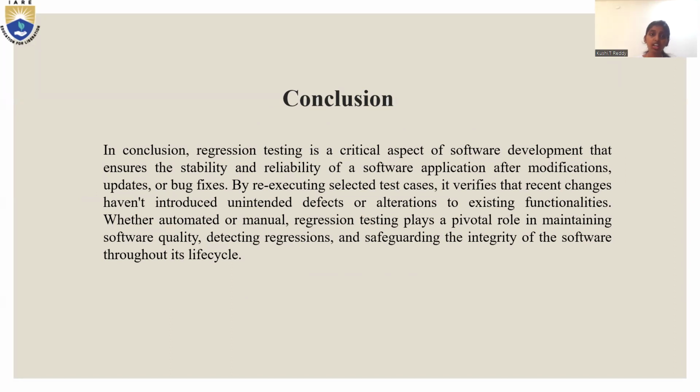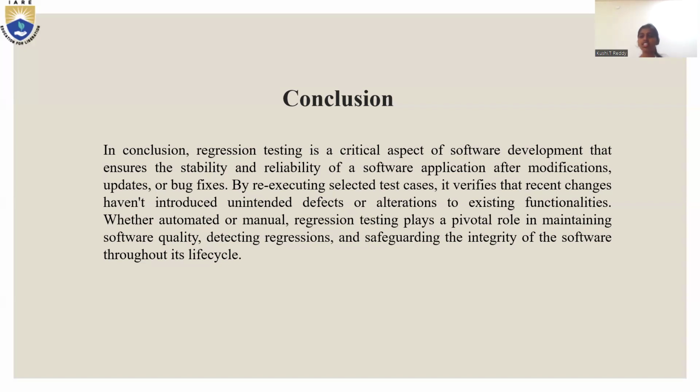So coming to the conclusion, regression testing is a crucial aspect of software development that ensures the stability and reliability of a software application after modifications, updations, or bug fixes. By re-executing selected test cases, it verifies that recent changes haven't introduced unintended defects or alterations to existing functionalities. Whether automated or manual, regression testing plays a pivotal role in maintaining software quality, detecting regressions, and safeguarding the integrity of the software throughout its life cycle.